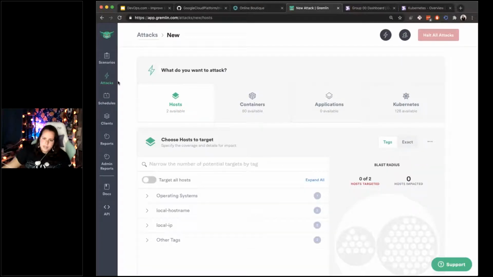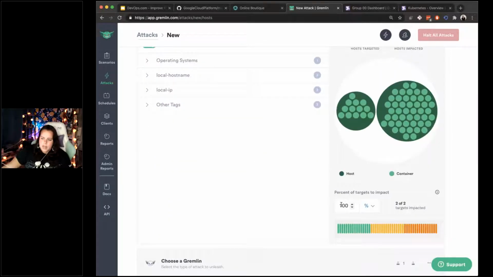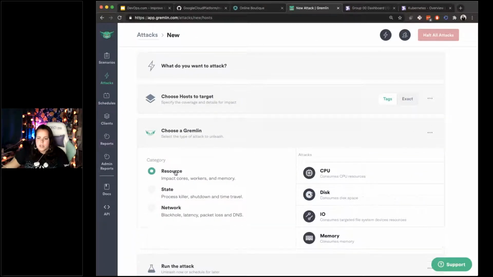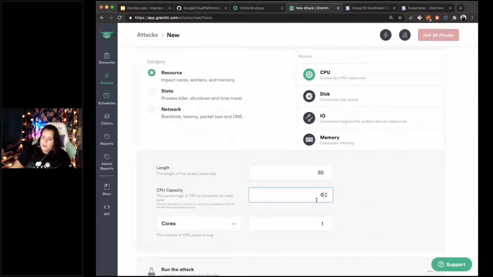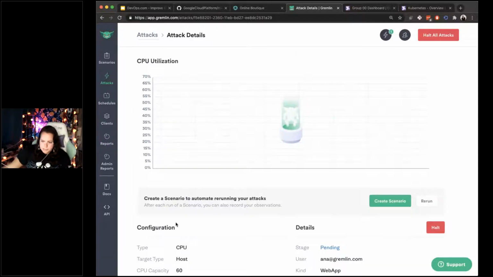We'll head on over to attacks. We'll then target all of our hosts, which are our 2 nodes. I just want the impact to happen to half of that, so my blast radius is 50%. When it comes to choosing my Gremlin, I am going to head on over to the resource layer, then select my CPU experiment. On here, I'm going to make this one run for 30 seconds. And I want it to consume 60% CPU on each core. So I've changed that to all cores too. And I'm going to go ahead and unleash my Gremlin.